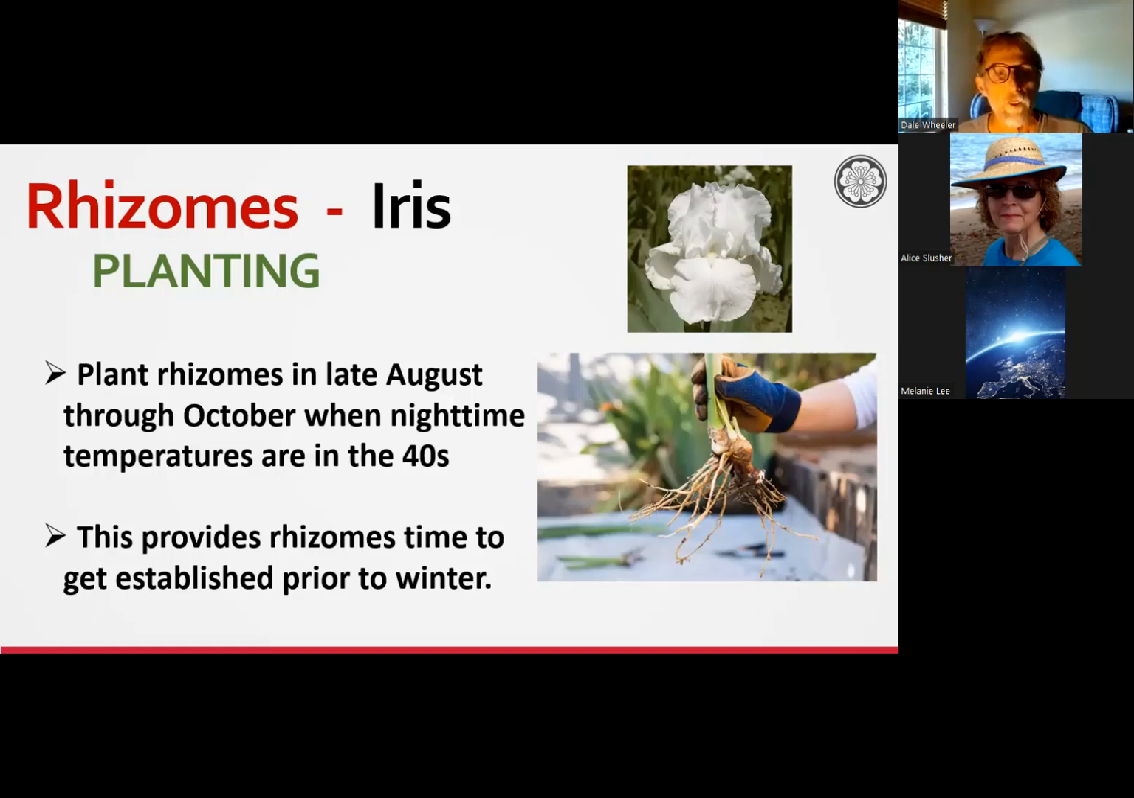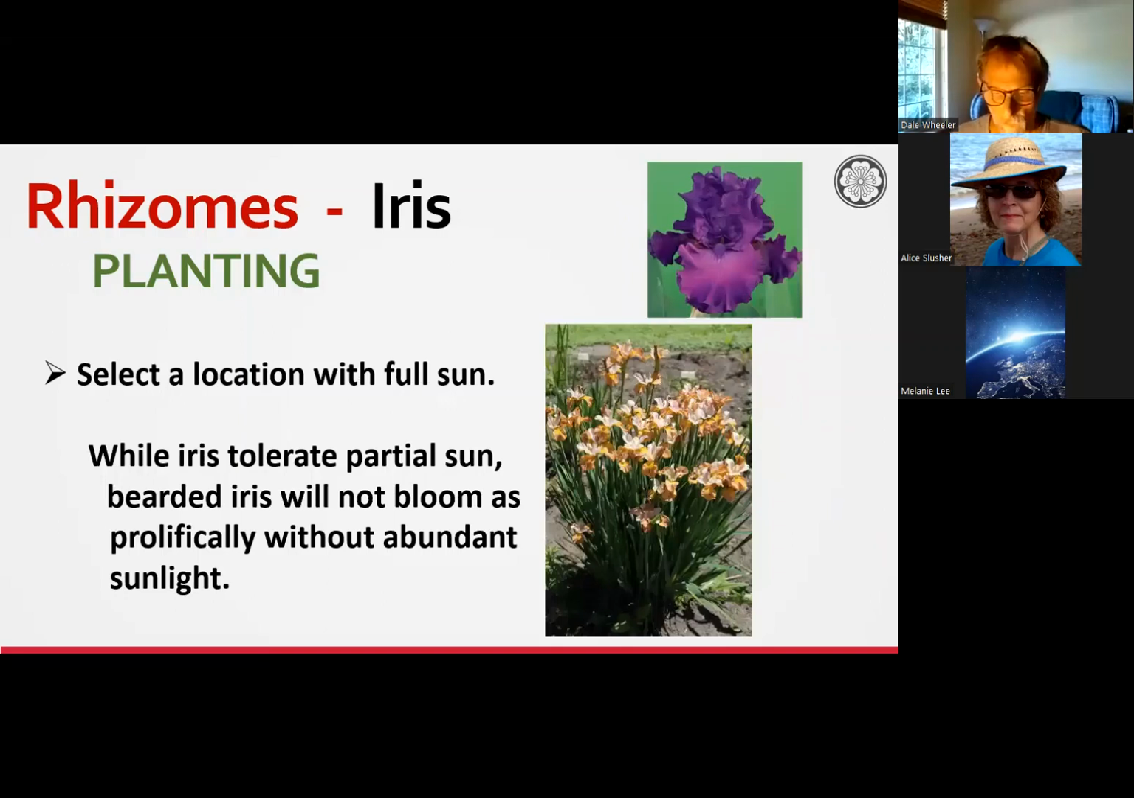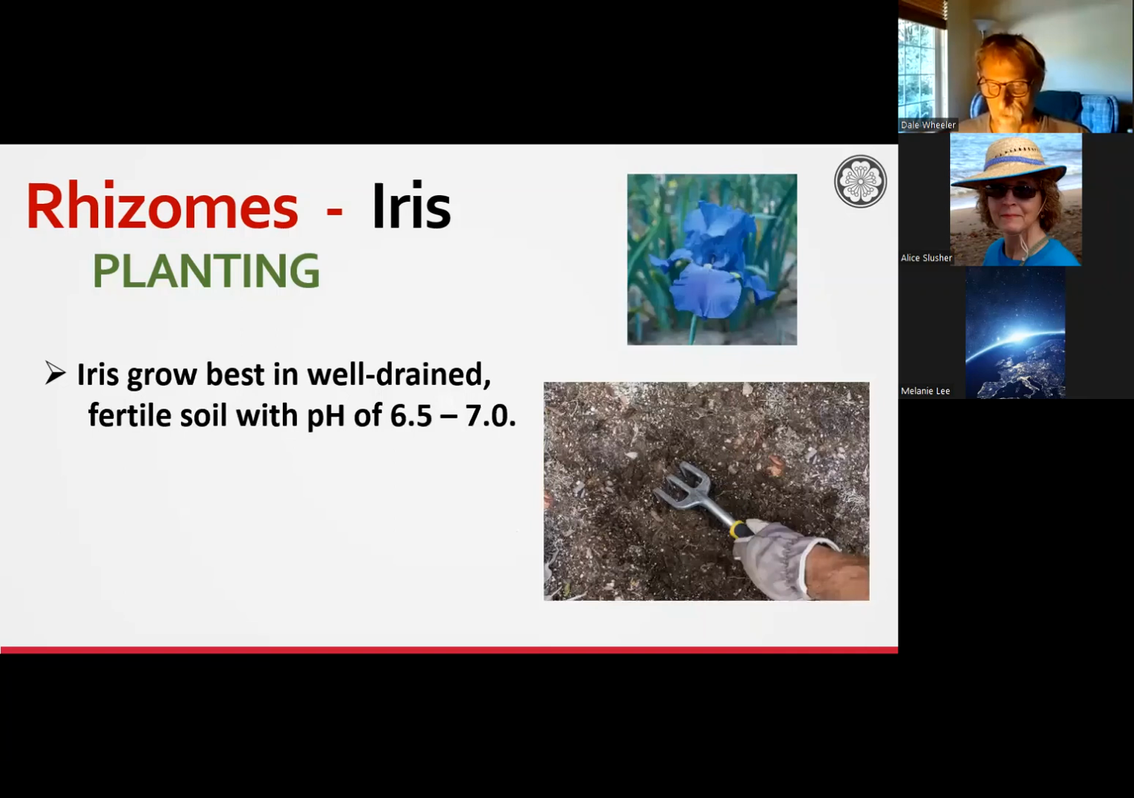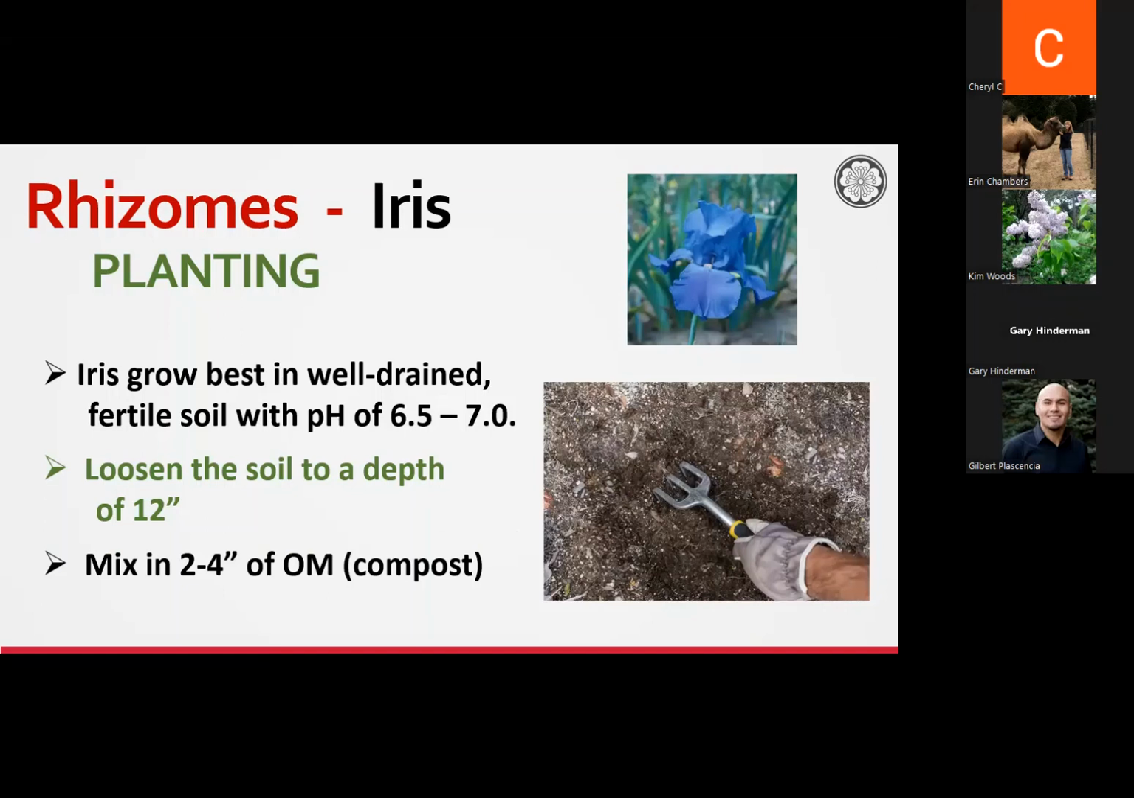You do want to select a location with full sun, and while iris tolerate partial sun, bearded iris will not bloom as prolifically without abundant sun. Iris grow best in well-drained fertile soil that has a pH between 6.5 and 7. You do want to loosen the soil to a depth of 12 inches. This gives the rooting system of the rhizome enough room to grow easily into the soil. You want to mix in 2 to 4 inches of organic matter or compost and work that well into the soil.